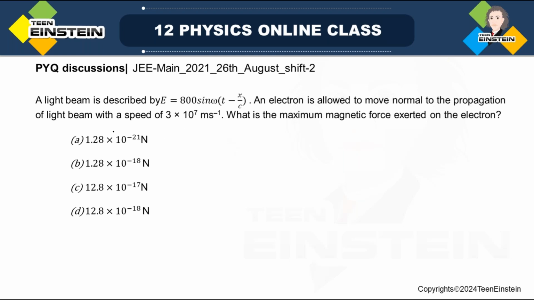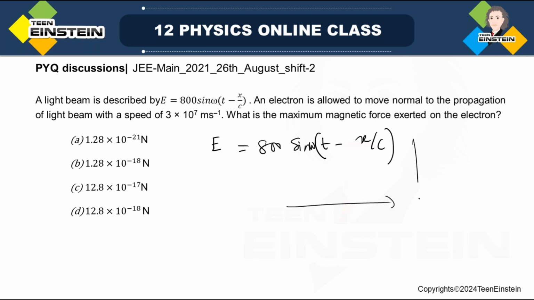this question says a light beam is described by E is equal to 800 sine omega t minus x by c. Okay, now let us see the question. An electron is allowed to move normal to the propagation of light. So light is passing through this way, electron is moving in this direction. With the speed 3 into 10 to the power 8 meter per second, what is the maximum magnetic force exerted on the electron?